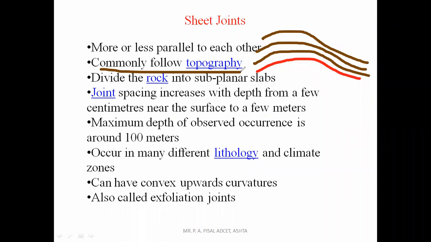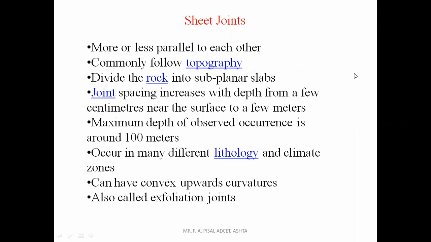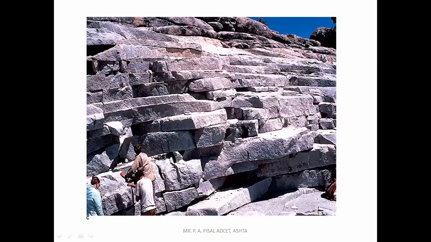Okay. Now these joints divide the rock into subplanar slabs. Okay. Now, what is the meaning of this third sentence? Divide the rock into subplanar slabs. Now, when you look here in these joints, this whole rock is divided into horizontal slab-like structures.